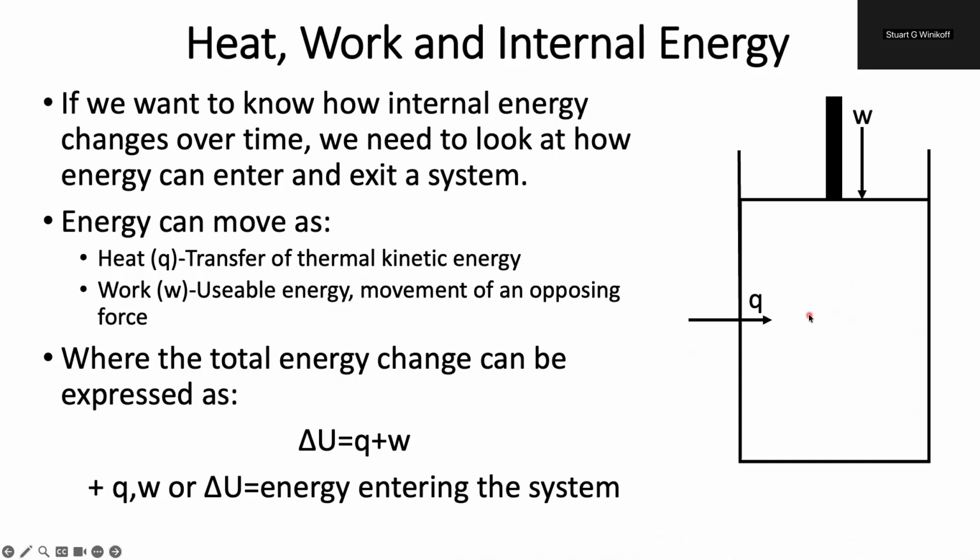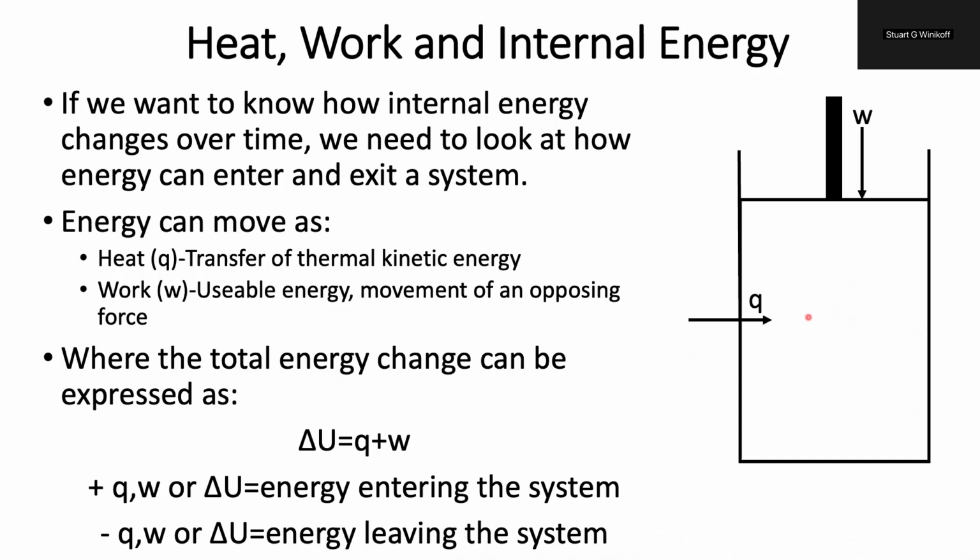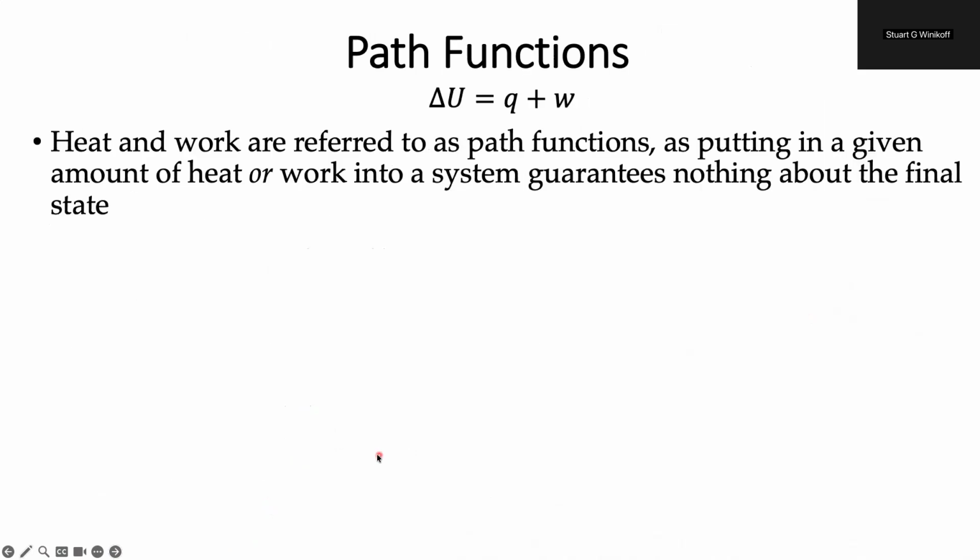Conversely, if energy leaves the system as heat or work, that is a negative sign, or if there is a decrease in energy in the system, that is a negative sign on the internal energy. Now, one of the things I want you to pay attention to here is that when expressing the change in internal energy as heat and work, internal energy has a delta sign indicating a changing property. Heat and work don't. The reason why heat and work don't have this delta sign is they're what are referred to as path functions.